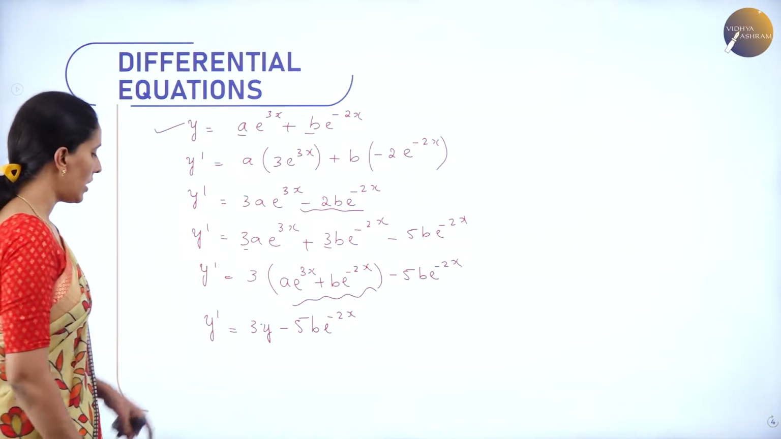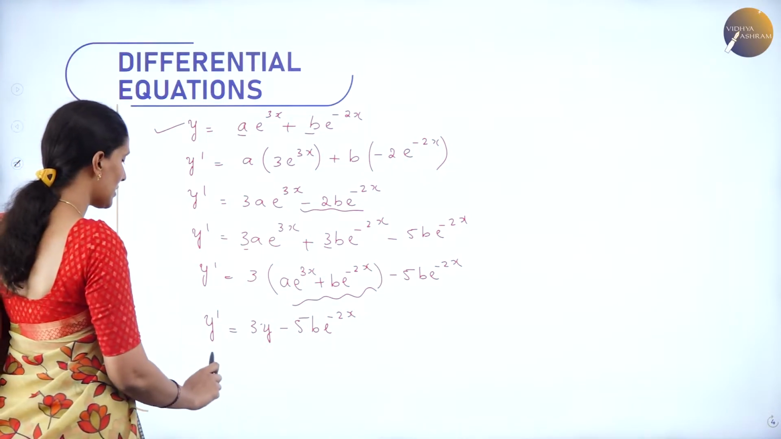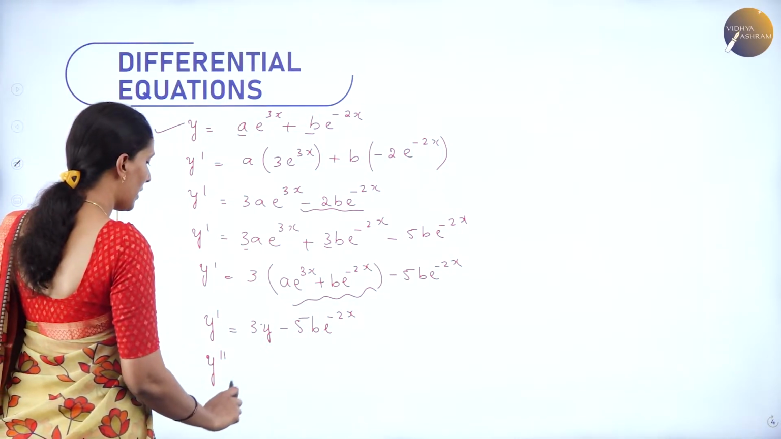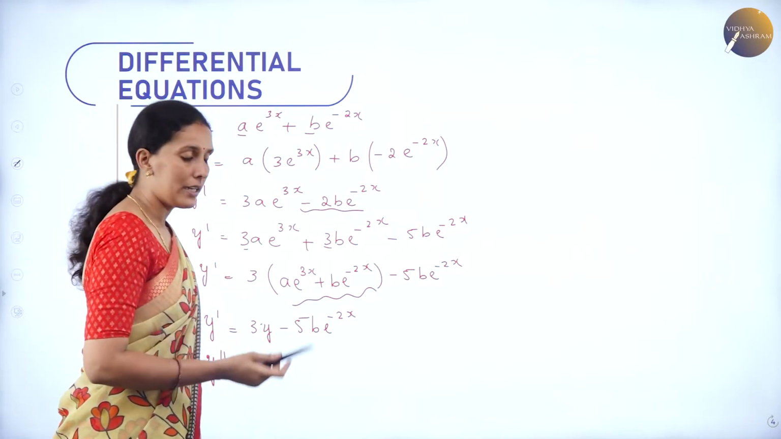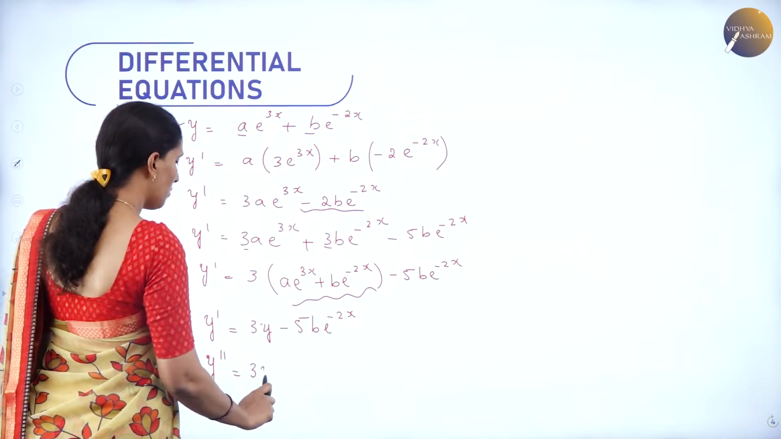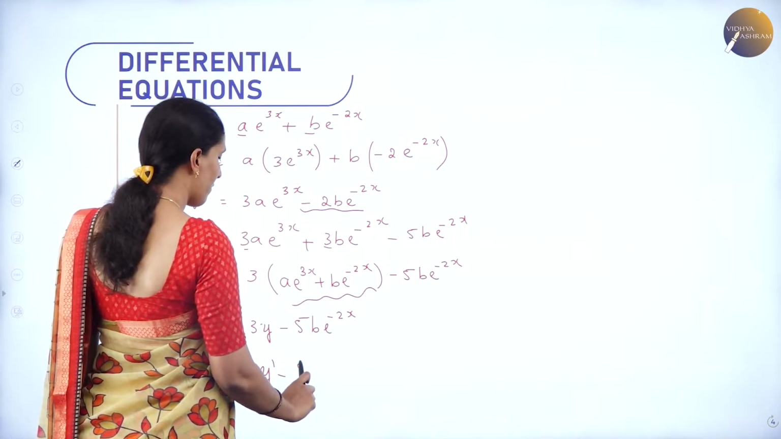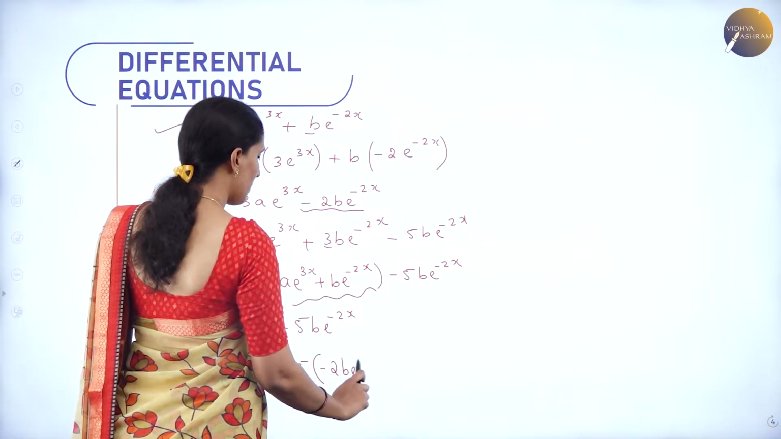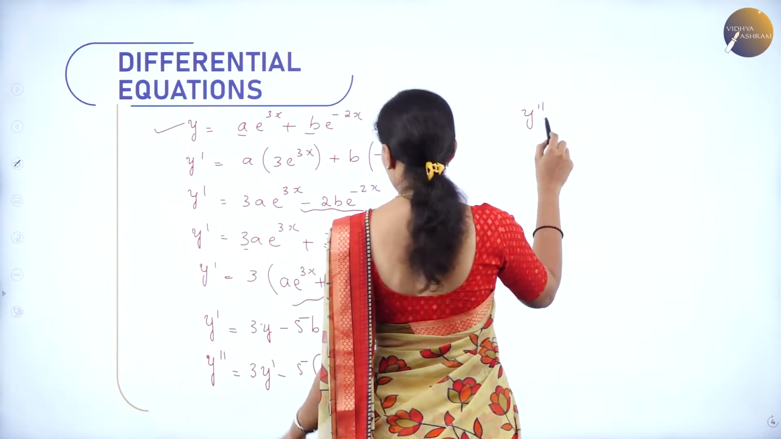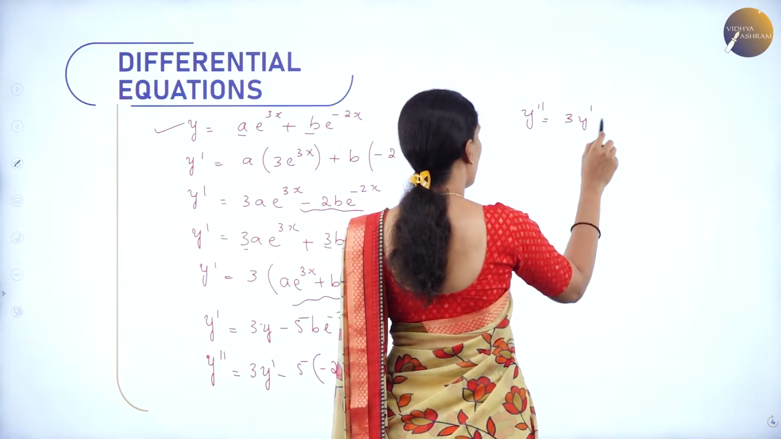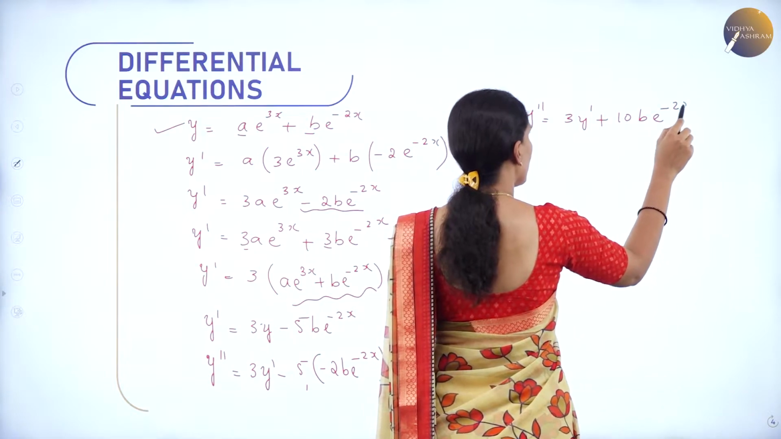Now let us differentiate it again. If you differentiate dy by dx, it becomes d square y by dx square, that is nothing but y double dash. So y double dash is equal to, now derivative of y is dy by dx, therefore 3 into y dash. Next I have minus, so this is again 5 into minus 2b e power minus 2x. So here we have y double dash is equal to 3y dash plus 10b e power minus 2x.